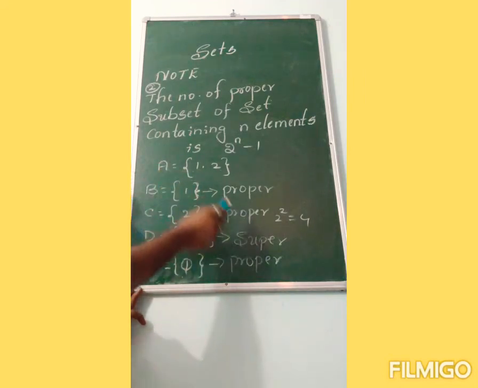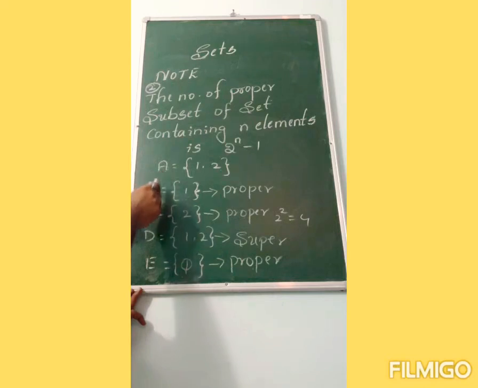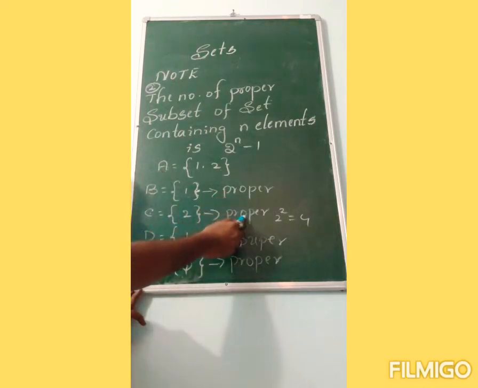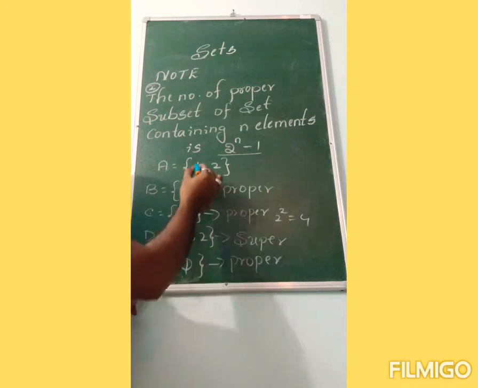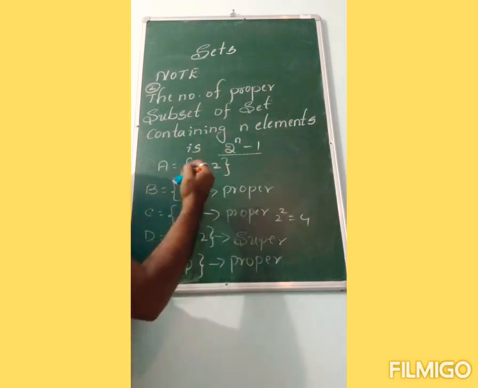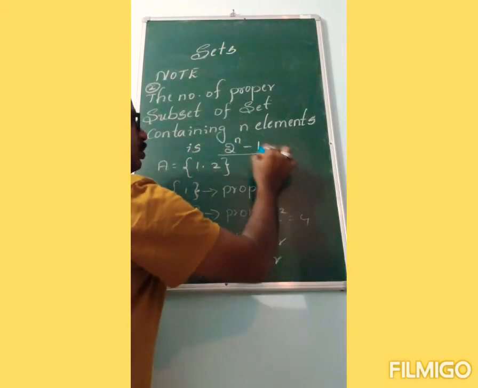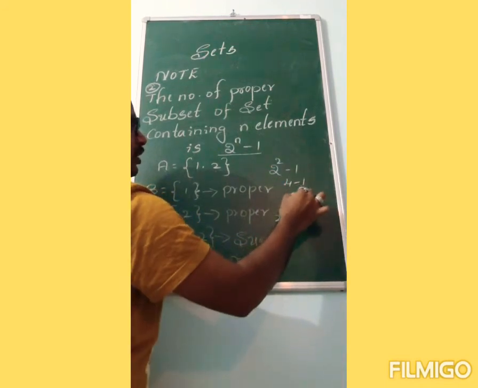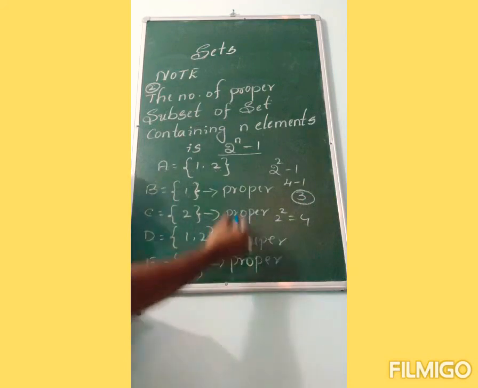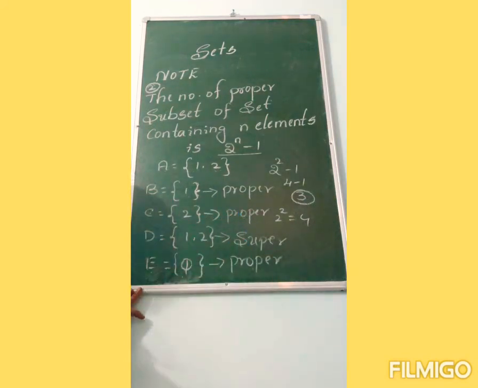So A is a superset of D, and A is a proper superset of B, C, E. So how many proper subsets did we find? 3. How to use this formula? Here, how many elements are there? 2. Apply 2 to the power of n minus 1. 2 to the power of 2 is nothing but 4. 4 minus 1 is nothing but 3. There are 3 proper subsets.